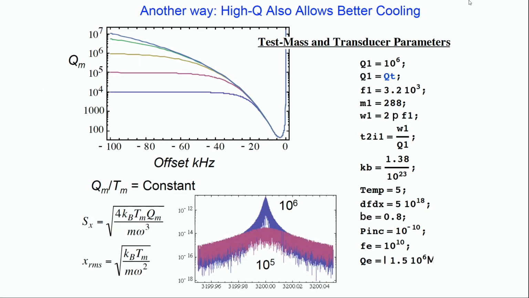And this shows you the effect of cold damping. If you're on resonance, you don't change the Q. When you take your microwave mode below the resonance of your transducer, you get this. You damp the oscillators, but you also cool it. So Q on T remains constant. Here's an example of 10 to the 6 cooling to 10 to the 5.